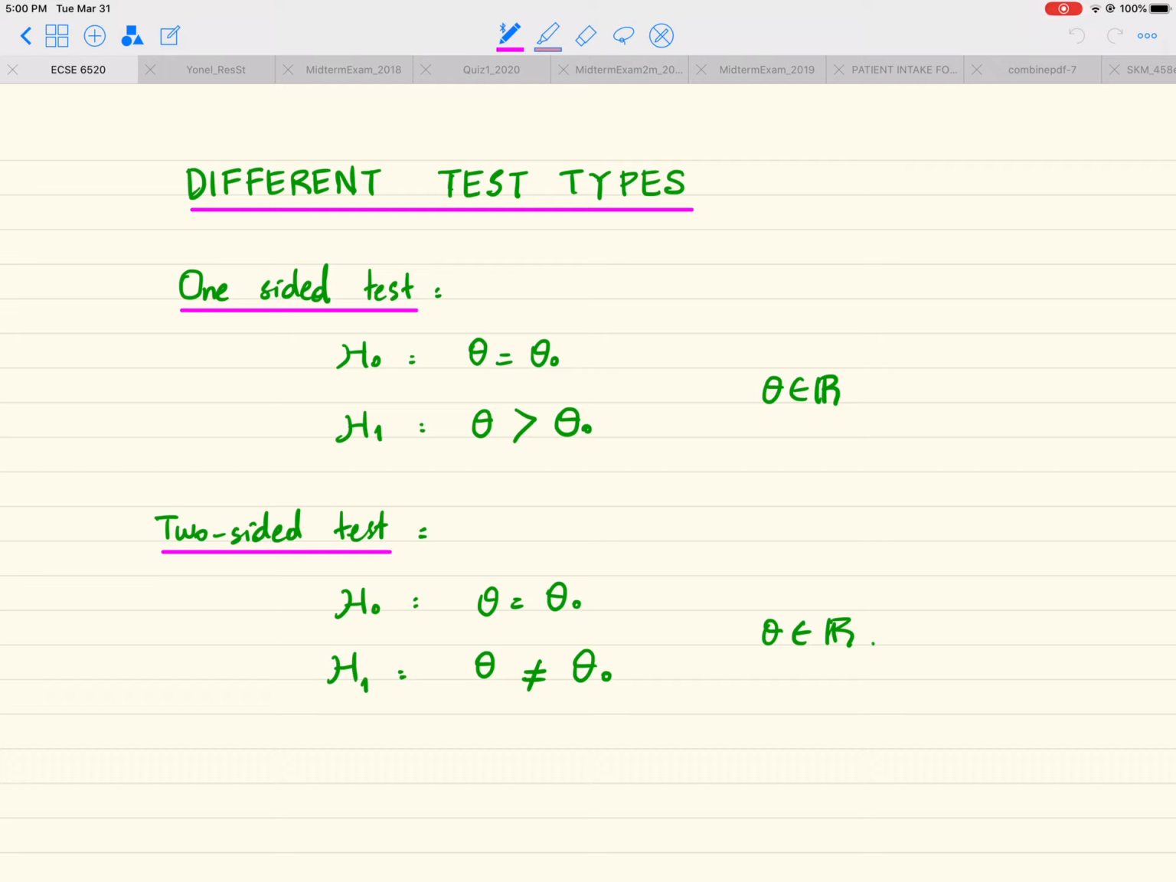Okay, so obviously simple tests are pretty straightforward to address. We'll see that we'll address this with Neyman-Pearson detection. But for composite tests, we need to go to a different type of test, what is called the uniformly most powerful test.